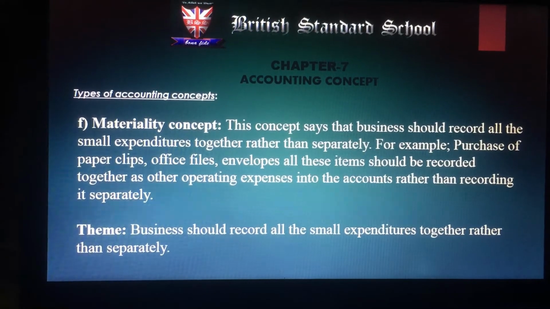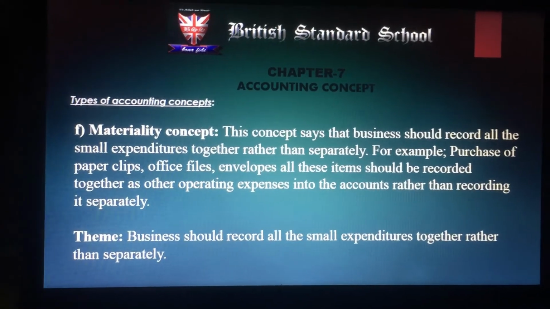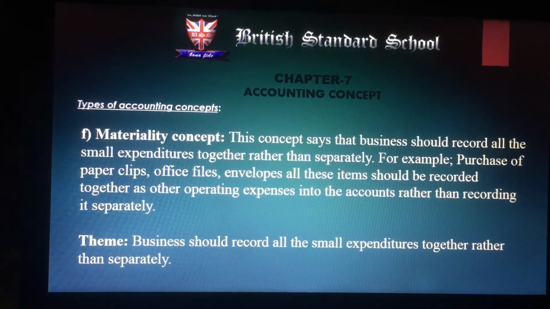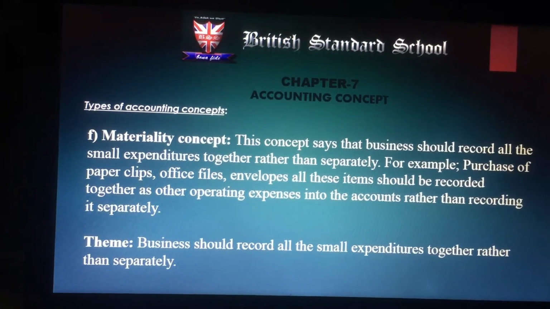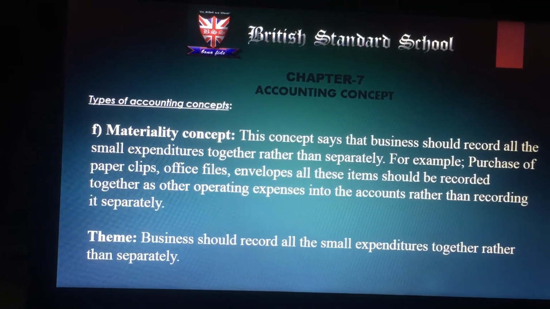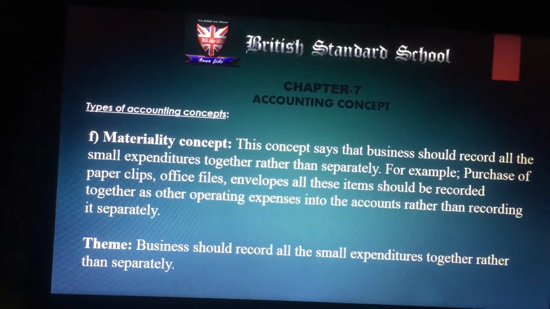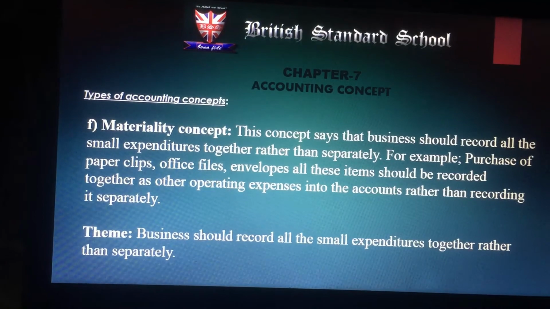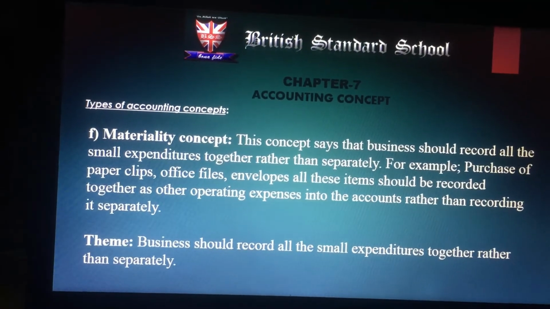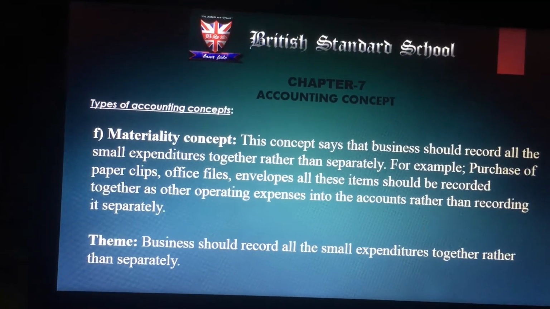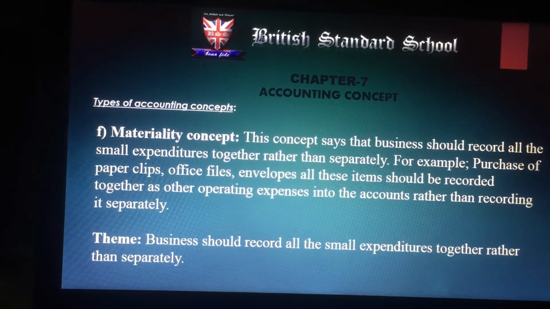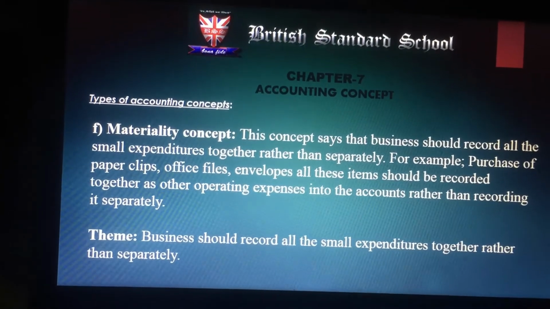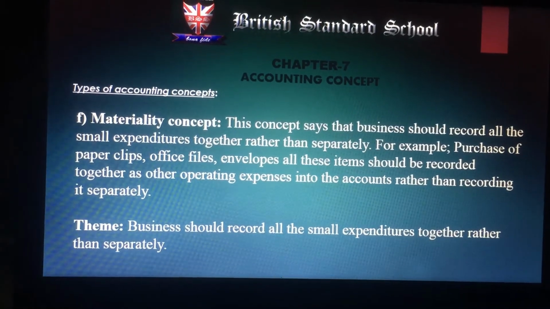So these small expenditures you can write together. For example, purchasing of paper clips, office files, envelopes, all these items should be recorded together as other operating expenses in the accounts rather than recording them separately. So these are all the accounting concepts. So you have understood.